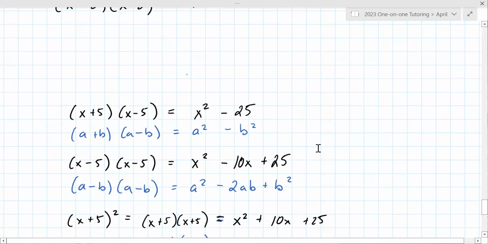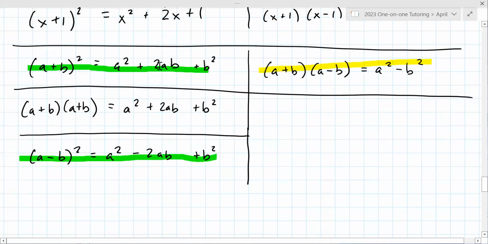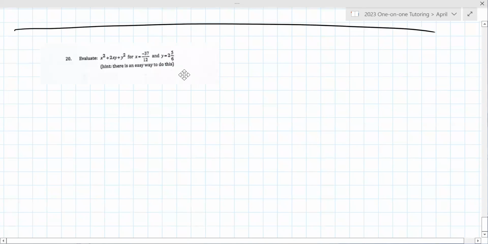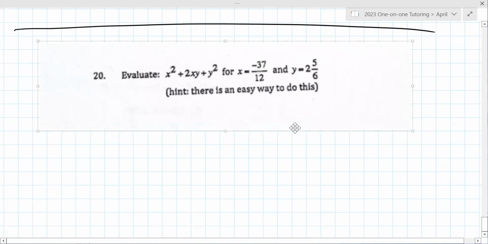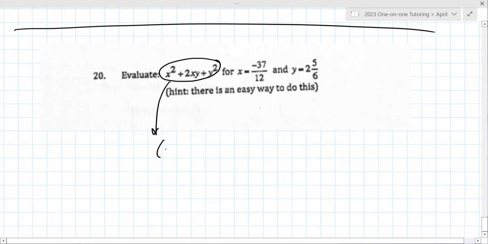So the 3 formulas I gave you, they work both forwards, like to the right, and they also work backwards to the left. And that's what this problem is really asking you to do. They're asking you to look at this part right here and recognize that it comes from x plus y squared like that. Do you see that? Do you agree with that now?